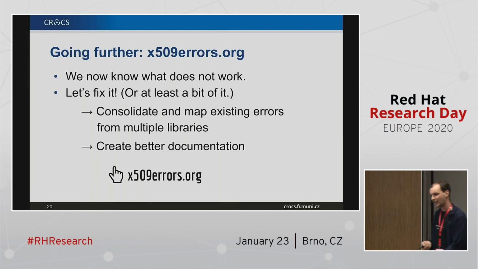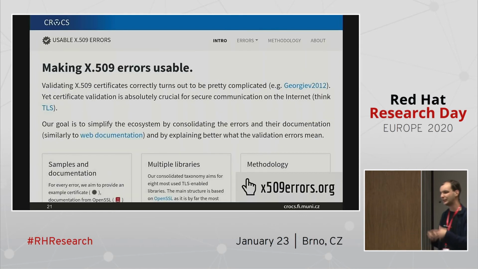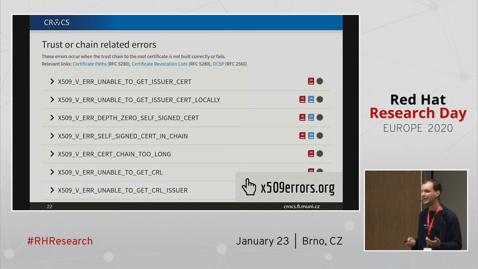much better. And so we created a website, x509errors.org, that looks something like this and claims an attempt to make certificate errors more usable. It has the preliminary mapping table that's being constructed over these months. And then it has a list of all the error messages of OpenSSL, starting from OpenSSL as it's by far the most used tool. And for each of the errors, you can see by the different colored books that we are already assembling documentation from different libraries.